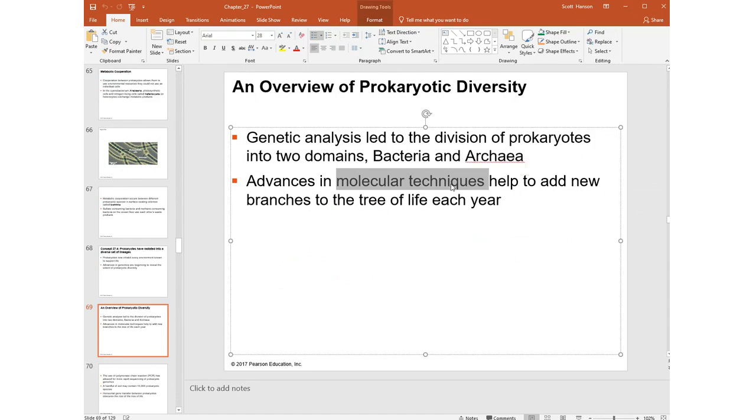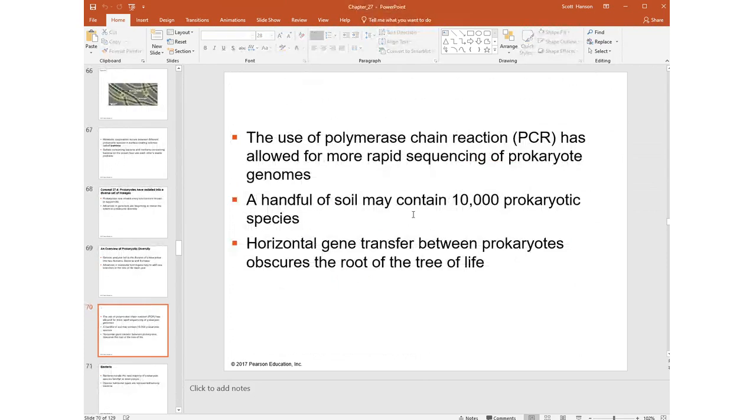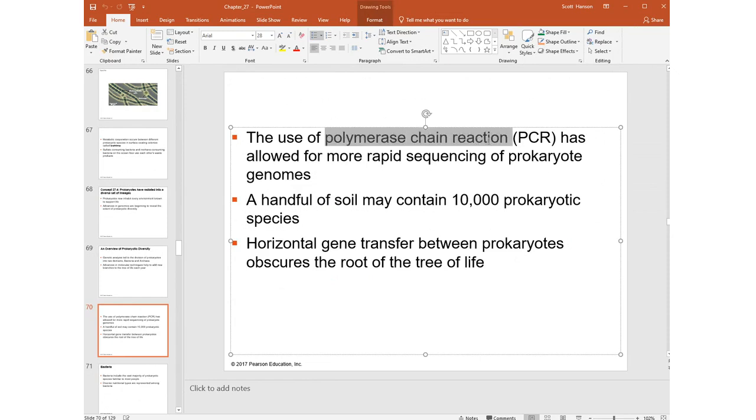So advances in molecular techniques then help to add new branches to the phylogenetic tree of life for bacteria and archaea, these prokaryotes, each year. And the use of a good DNA technique called polymerase chain reaction, or PCR, has allowed for rapid sequencing of prokaryote genomes. And a handful of soil may contain 10,000 different prokaryotic species.